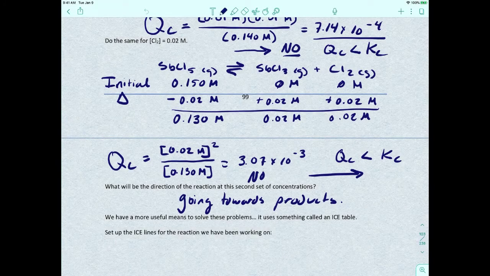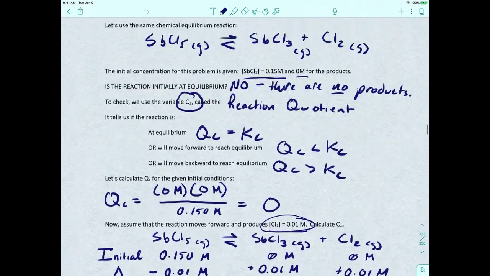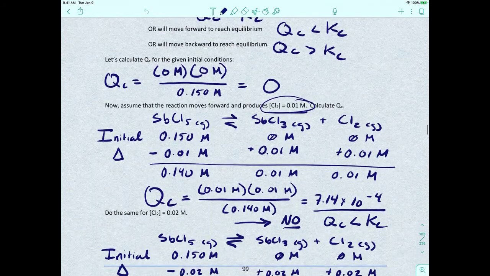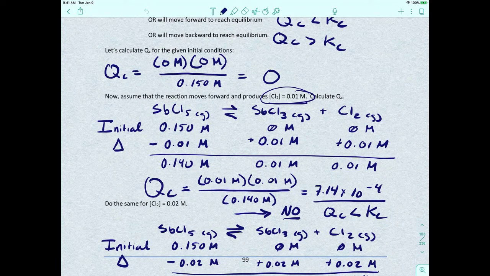Okay, so let's rehash where we were at previously. Two videos back, we were talking about this reaction, this equilibrium between SbCl5 and SbCl3. SbCl5 is your reactant, SbCl3 is your product along with Cl2. We had talked about how to compare the reaction quotient to the Kc to figure out how close we are to equilibrium. And then what we were doing was just trying different concentrations out.